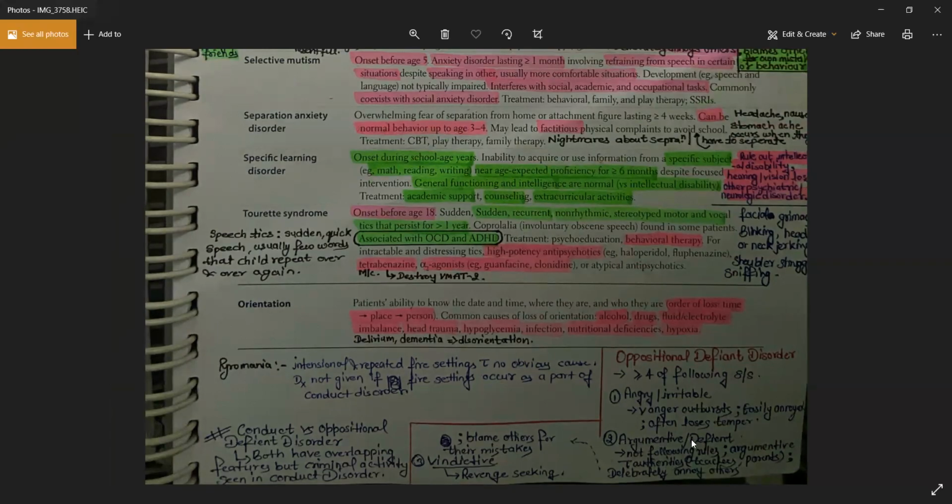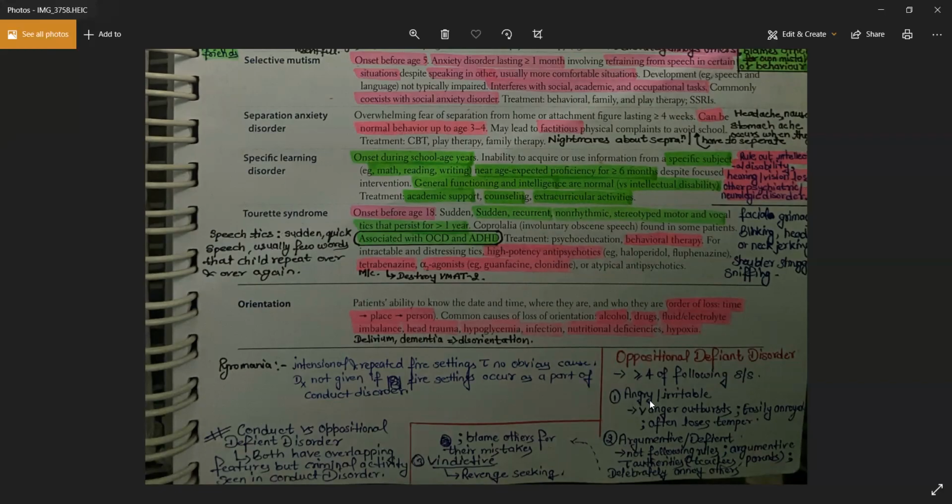Second is the argumentative or defiant behavior. They do not follow the rules. They become very argumentative. They argue with authority figures like teachers and parents. They will deliberately annoy others like siblings. They will blame others for their mistakes, and they have vindictive behavior, which means revenge-seeking behavior. They always seek revenge from others. So these four are the features of oppositional defiant disorder. Along with these four features, if they are involved in criminal activity, also think about conduct disorder.